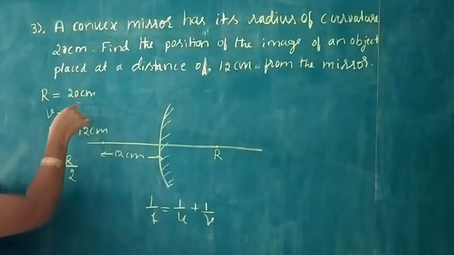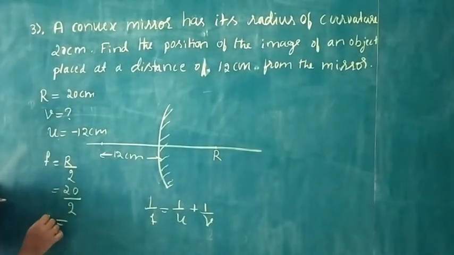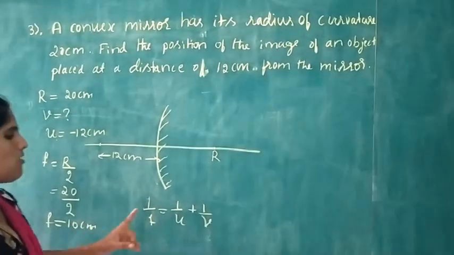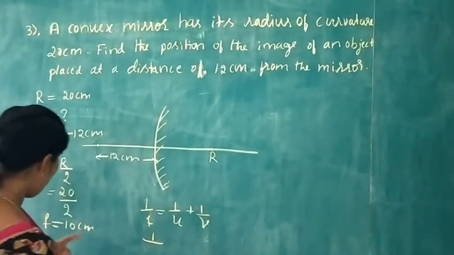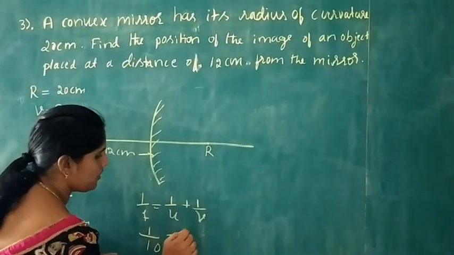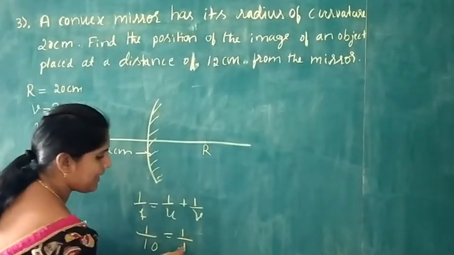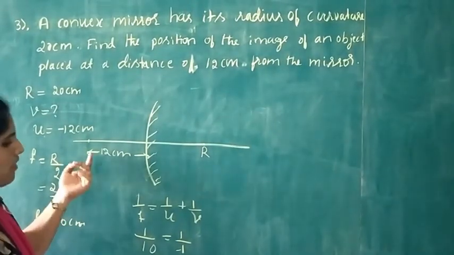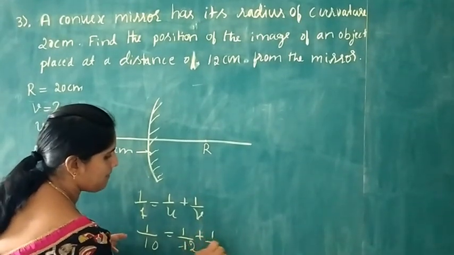Or R is 20 centimeter, that divided by 2 is 10. We will get focal length as 10 centimeter. Now we substitute the value of F and U in this equation. So 1 by F, which is 10, is equal to 1 by U, which is minus 12. We put a negative sign here because the object distance is measured opposite to the direction of incident ray. Okay, minus 12 plus 1 by V.